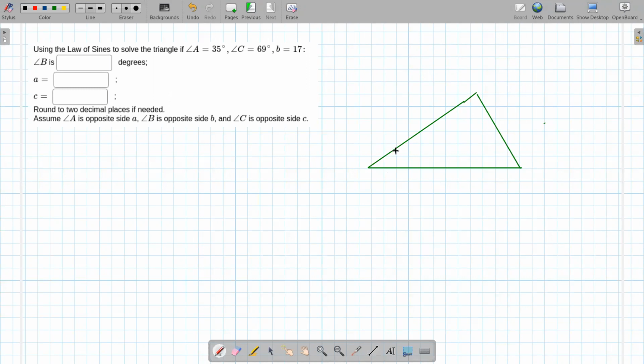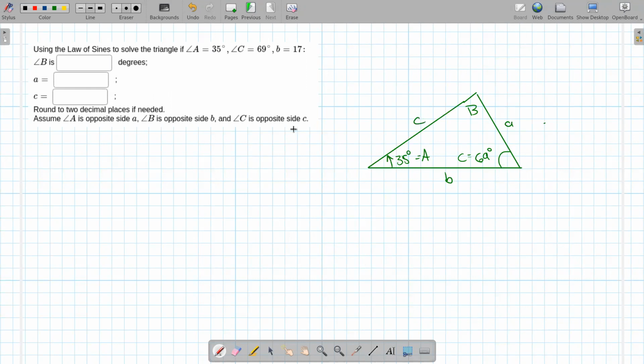So that's my best effort at drawing without a protractor, 35 degrees there. And that is angle A. And then 69 degrees is what I was trying to draw there. That's angle C. So angle B has to be up here. And then we have that whole opposite side thing. So down here, this would be B, the length, A, the side, and C.